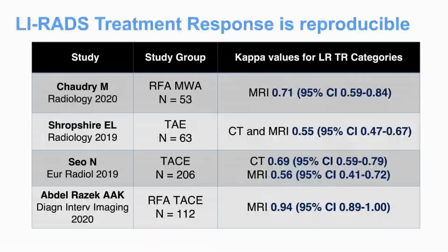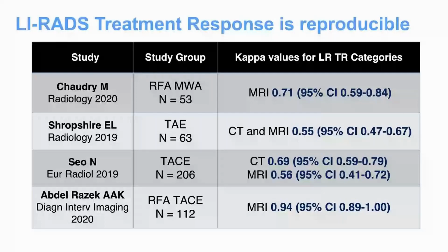Since LI-RADS treatment response has been published, there have been a few papers that looked at the reproducibility and the specificity of the different LI-RADS categories. And in multiple studies, you can see the kappa statistics are in the range of 0.5 to 0.9, which means that it's moderate to substantial to excellent in inter-observer agreement. And this is actually quite similar, maybe even slightly better than the LI-RADS diagnostic category. So even though the definition of what nodular and mass-like can mean different things to different people, the categories themselves are quite reproducible.